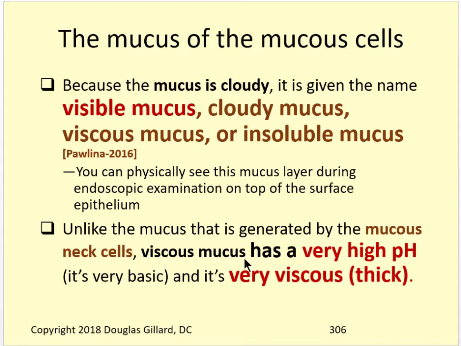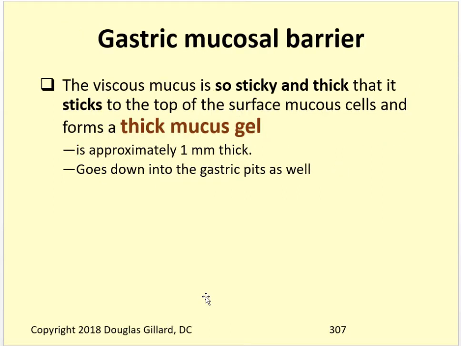Unlike mucus generated by mucous neck cells, the neck cells, which are actually in the glands, secrete mucus as well. The mucus that comes out of the neck cells is wimpy. It's not very thick, and the mucus that comes out of these surface mucous cells is very tenaciously thick. It has a very high pH. Does that mean it's acidic or basic? I'll assume you know that from your biochemistry. I'm sorry, high pH means it's basic. Low pH means it's acidic. So it's the difference between those two.